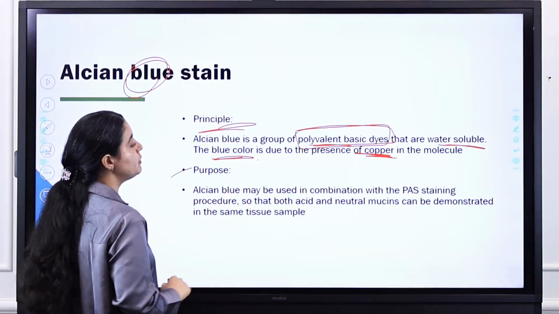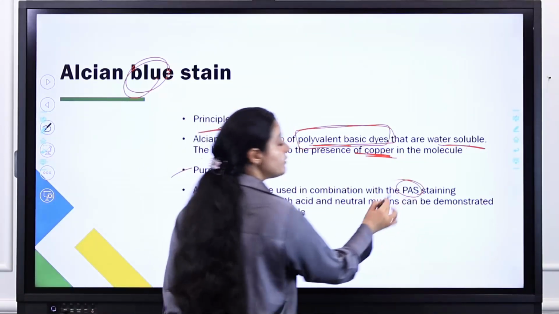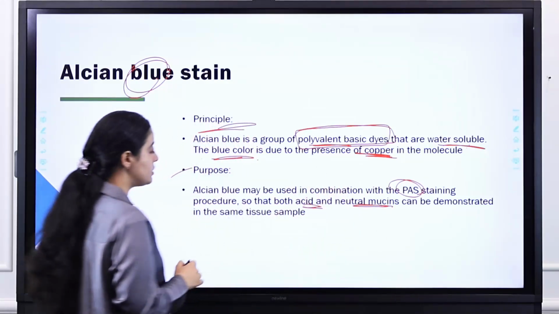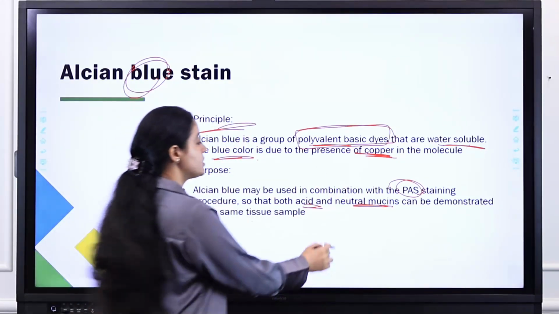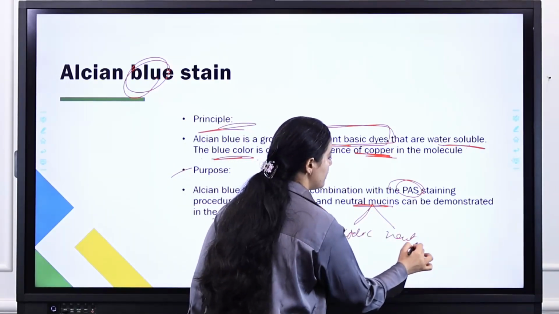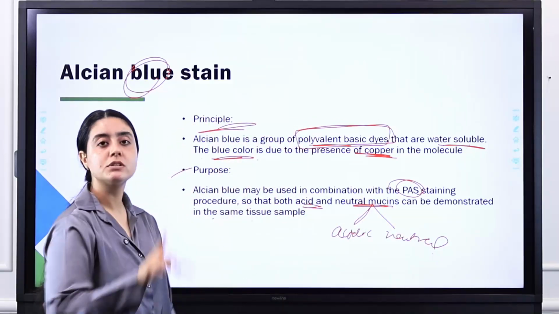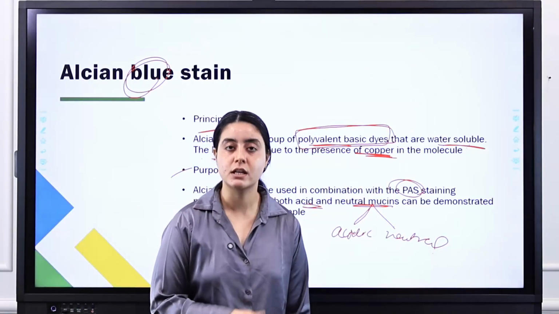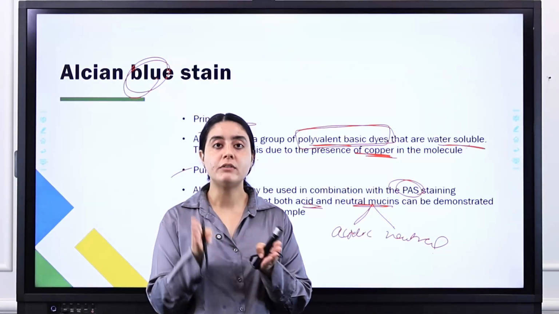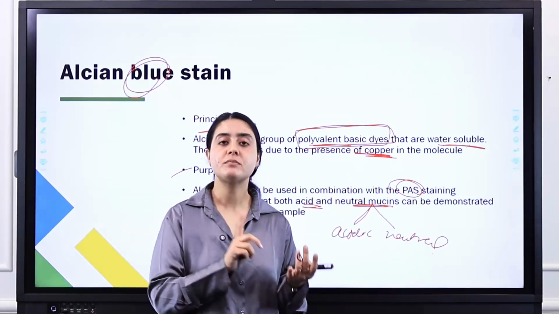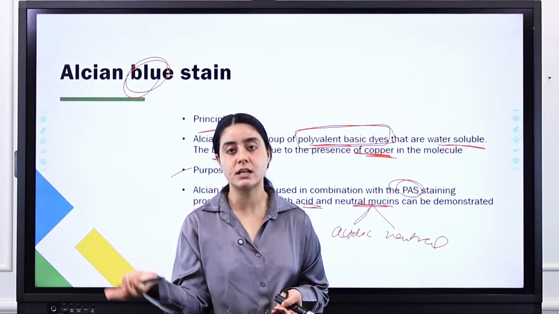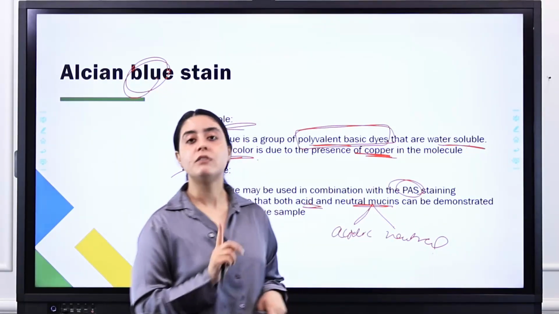What is the purpose of Alcian blue? It may be used in combination with the PAS staining, so that both acidic and neutral mucins can be demonstrated in the same tissues. Again, for mucins there are two types, acidic and neutral. As we have discussed earlier, mucins can also be diagnosed with the help of the PAS stain. So these stainings we have done in combination with PAS to differentiate between different categories. Like in the previous slide, we differentiated between glycogen and non-glycogen material because both are stained by the PAS stain. In this Alcian blue stain, now what do we have to differentiate?